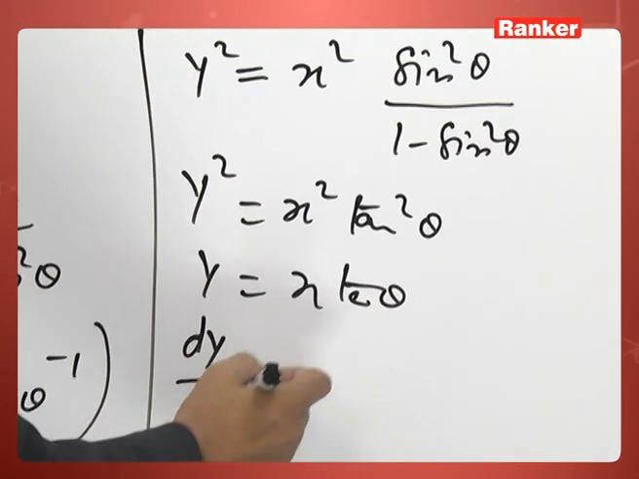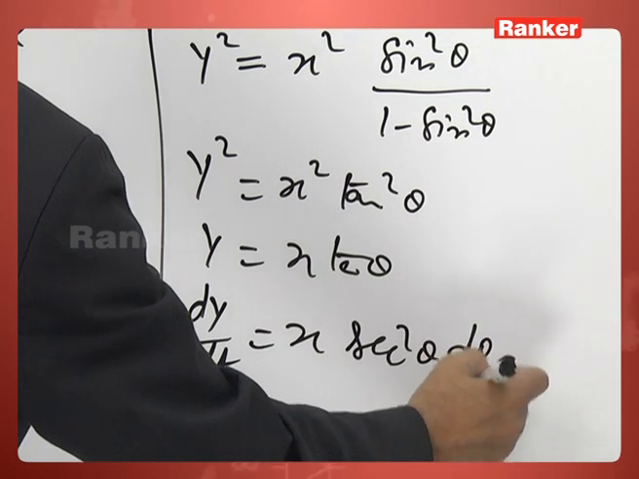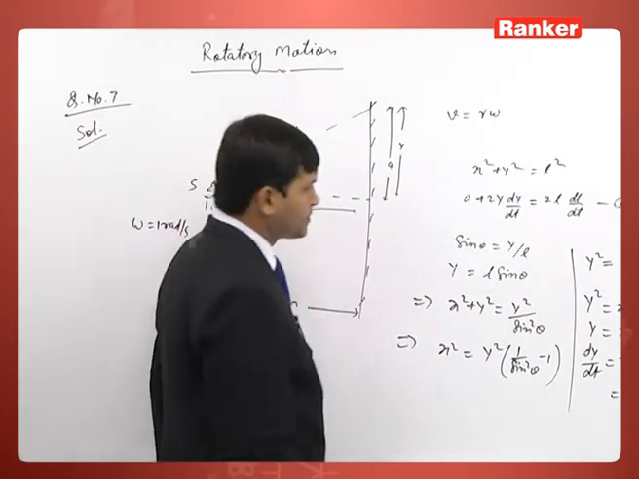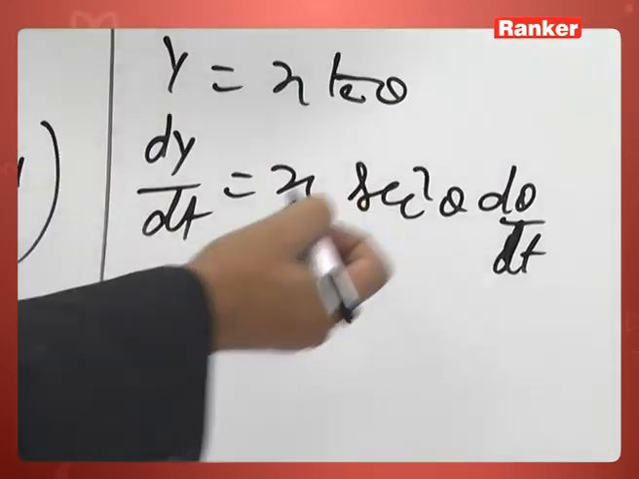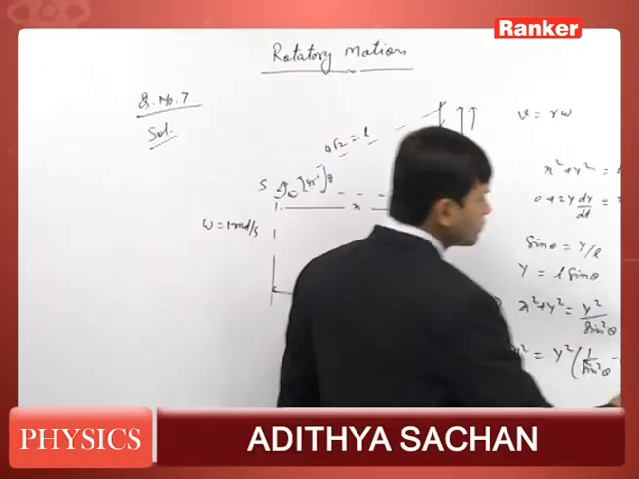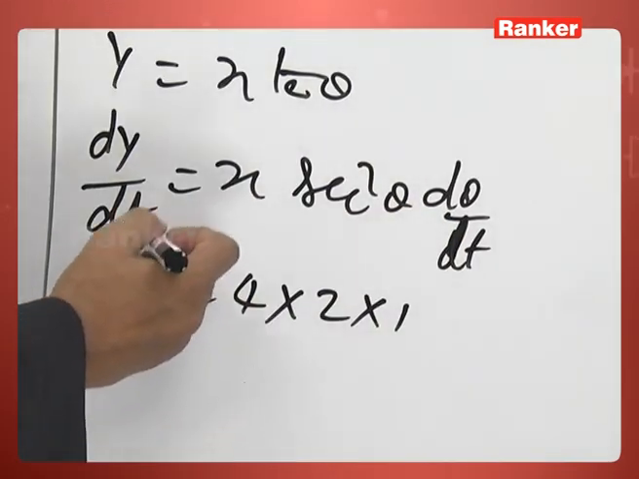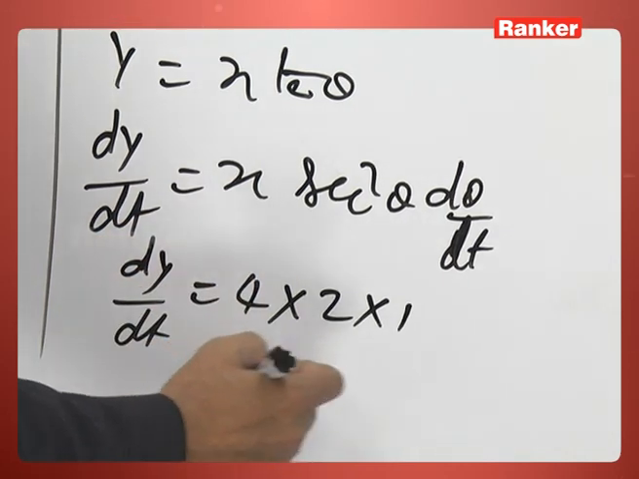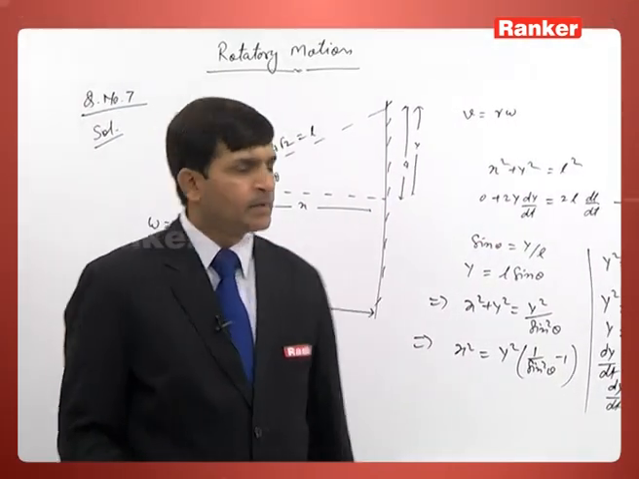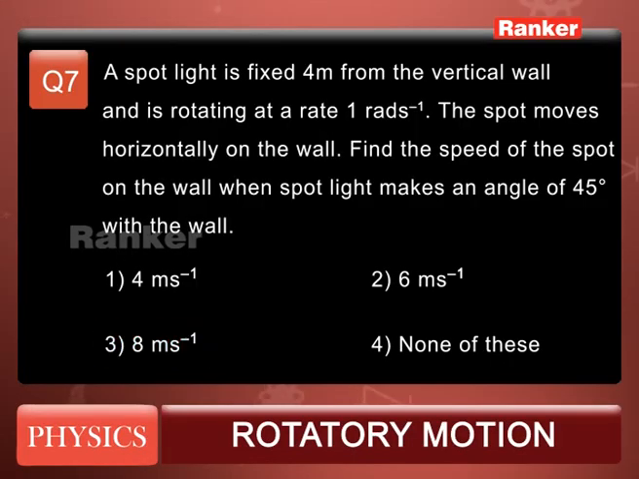So dy by dt is x sec square theta d theta by dt. Now the x value right now is 4, and for sec square theta, theta right now is 45, so 1 by cos theta gives root 2, squared is 2, and d theta by dt is omega, which is 1. So dy by dt will be 8 meters per second, and this is answer number 3, which matches. So we can write that answer number 3 is the correct option.